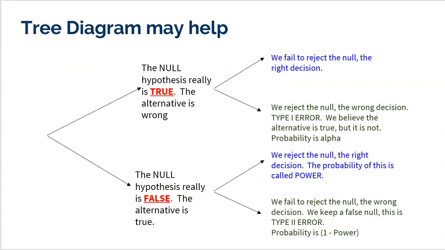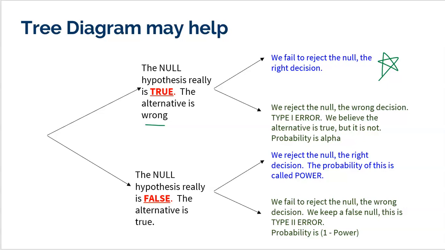Another way of viewing this is with the tree diagram. I think for some students it makes a lot of sense. So what's true? Either the null is true or the alternative is true. The first idea is that the null hypothesis is really true, and the alternative is wrong. If this is what's really true, one thing that we could do is fail to reject the null. This is the right decision. The null is true, we should fail to reject it.